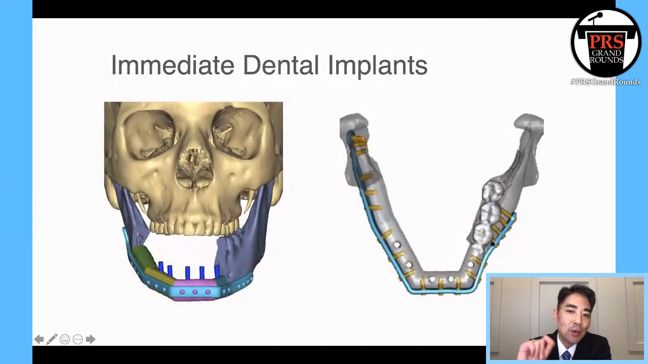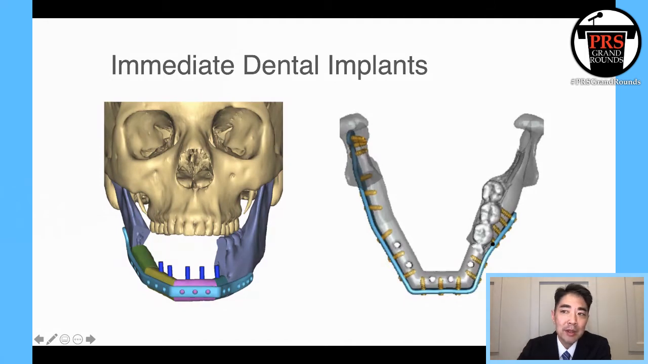Now, the important point about getting custom-made hardware isn't just that it saves us time. It also allows the surgeon to specify the location and the spacing of the screws that hold the fibula or other bone to the reconstruction plate itself. And because we can space those out as we wish, we can space them out such that there is room in between for dental implants. We can't really be having the screws hitting the implants. So this is one big factor that now allows us to do immediate dental implant placement.